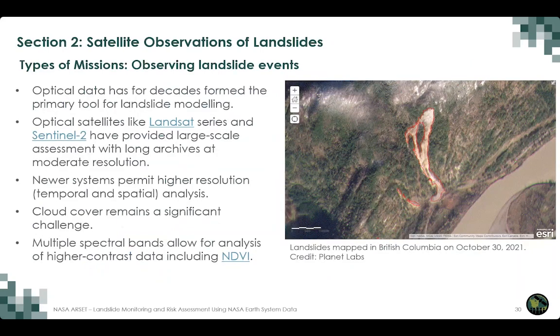So what are we thinking about in terms of observing landslides? Optical data, in other words, the visual imagery that you often think about as the typical satellite imagery, has for decades formed the primary tool for landslide modeling and for observing where landslides have occurred from space.